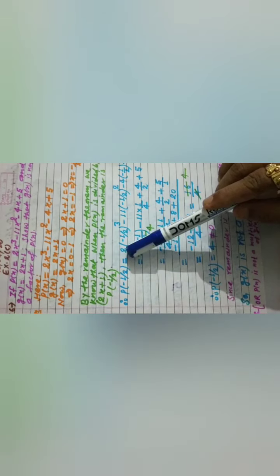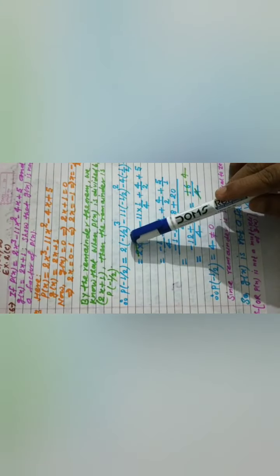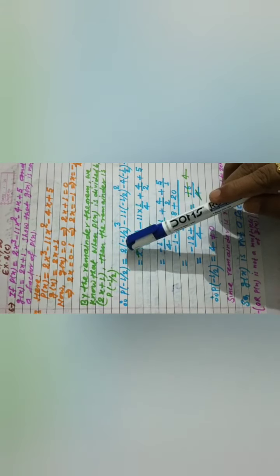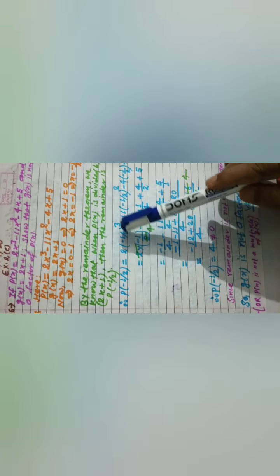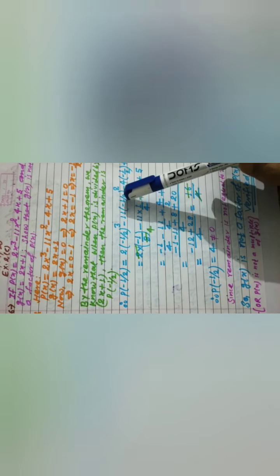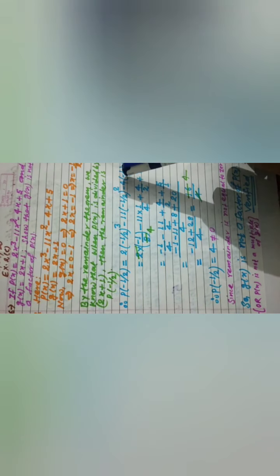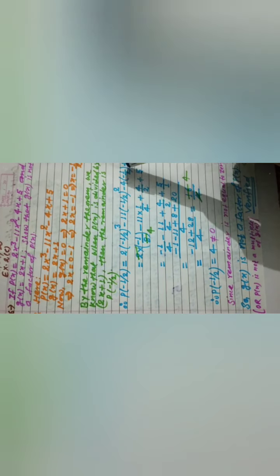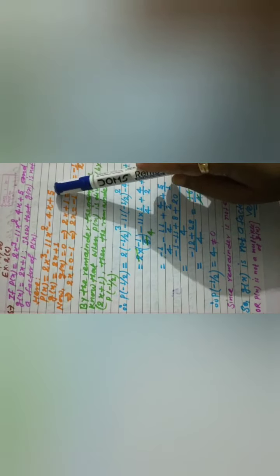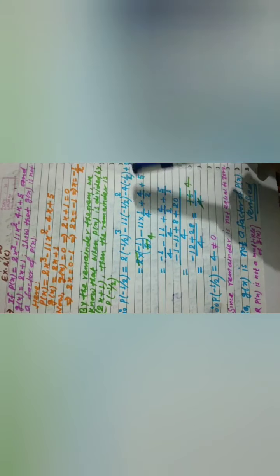So for this we have to replace all these x by minus 1 by 2. So we have replaced it: 2 into minus 1 by 2 raised to the power 3, minus 11 into minus 1 by 2 raised to the power 2, minus 4 into minus 1 by 2, plus 5 is there, so we have written plus 5.